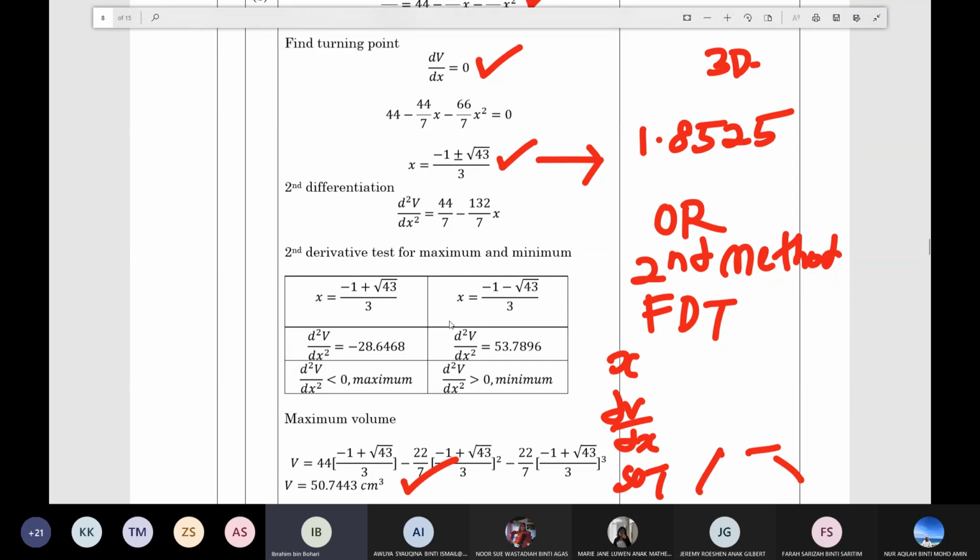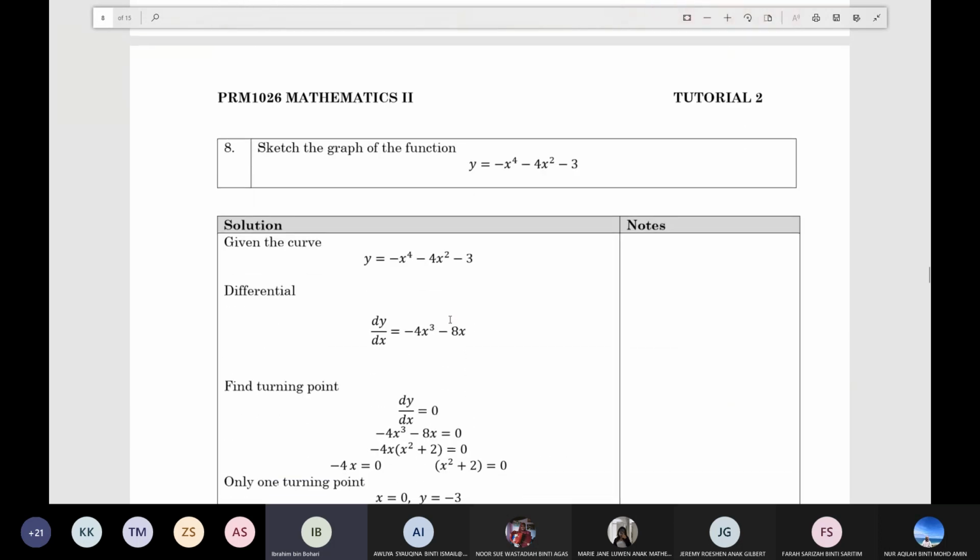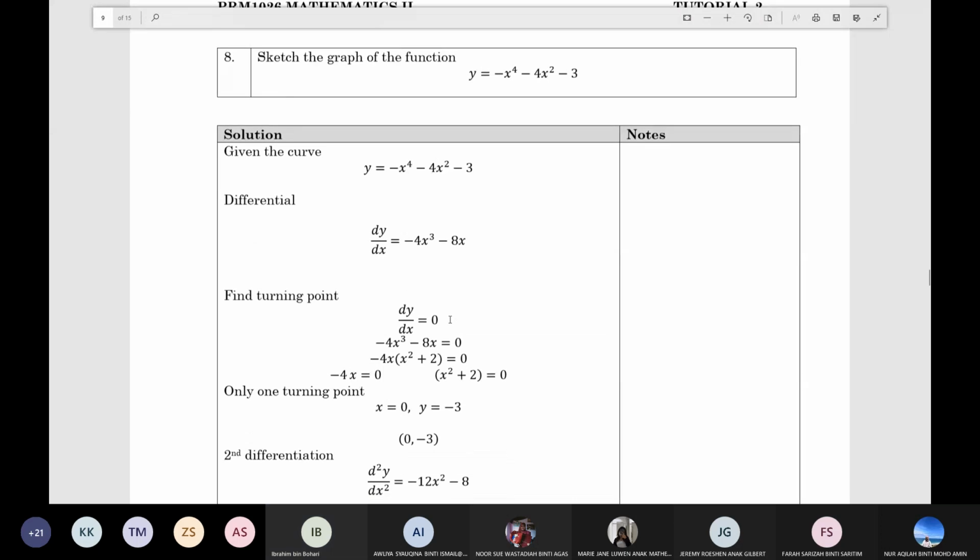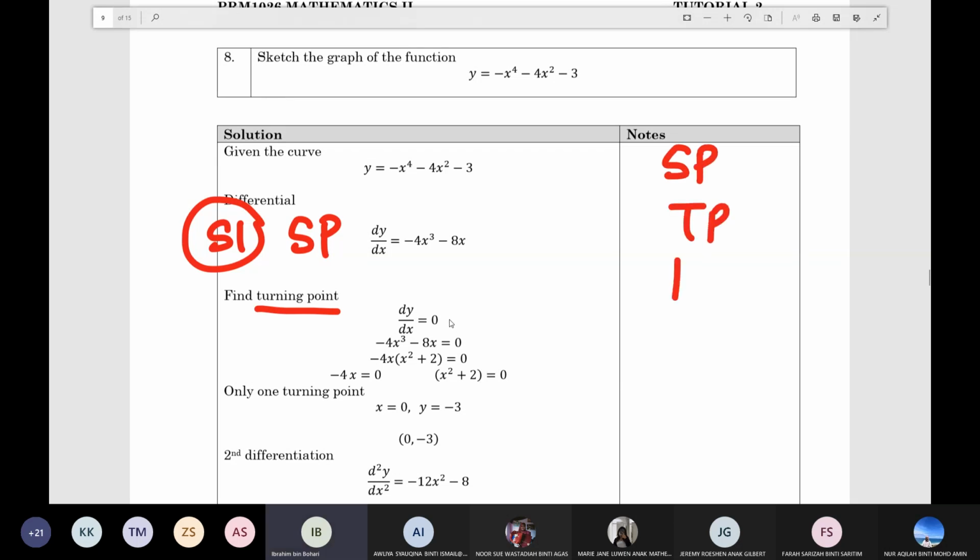Okay, question X. Quadratic function y here equals to negative x power 4 minus 4x squared minus 3. So first step here, find the stationary point of the function. This one is step 1. Turning point, I will show again. This one, stationary point, turning point, and the local extrema. These three things, if you come across them, they are actually the same thing.